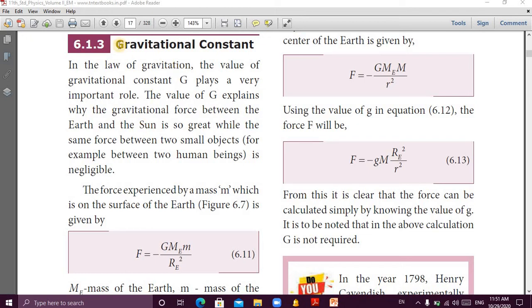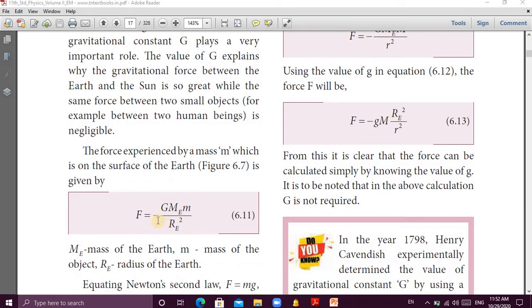The next topic from your sixth lesson, gravitation. The topic name is gravitational constant, that means capital G. In the law of gravitation, the value of gravitational constant, capital G, plays a very important role. The value of G explains why the gravitational force between the earth and the sun is so great, while the same force between two small objects, for example between two human beings, is negligible.